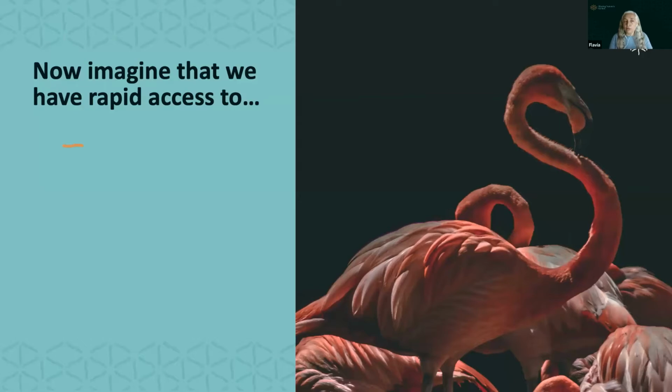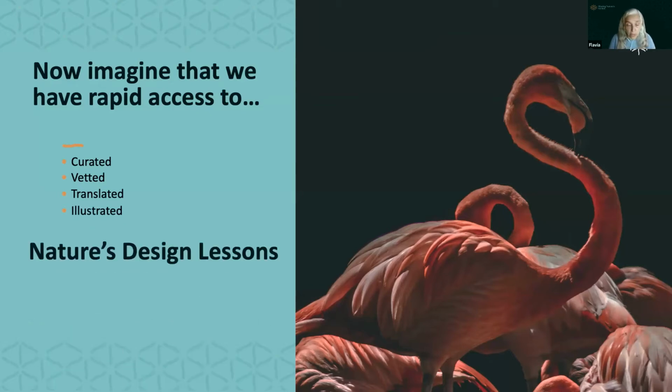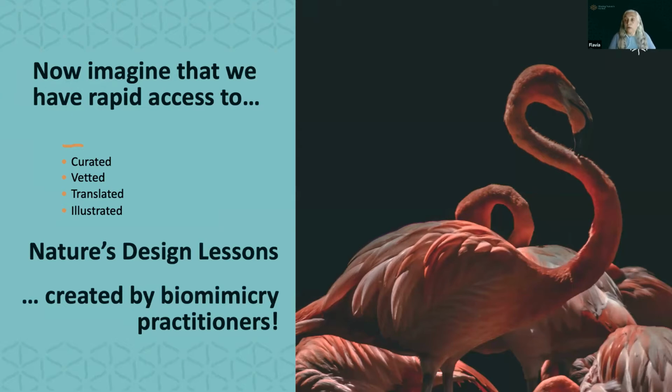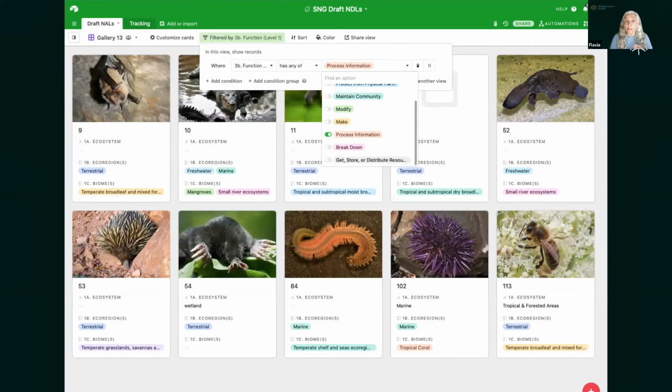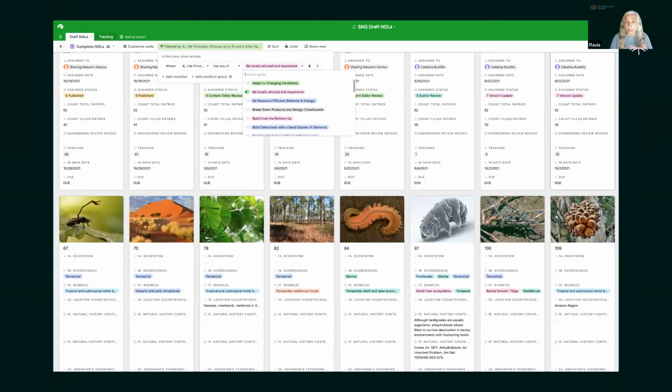Now, imagine for a second that we have rapid access to curated, vetted, translated, and well illustrated nature design lessons. And these design lessons are, by the way, created by biomimicry practitioners all around the world. And enter the Airtable database where you can search our mentors and organisms through a variety of angles: emulation level, scale, keywords, natural context, functions for sure, life principles.